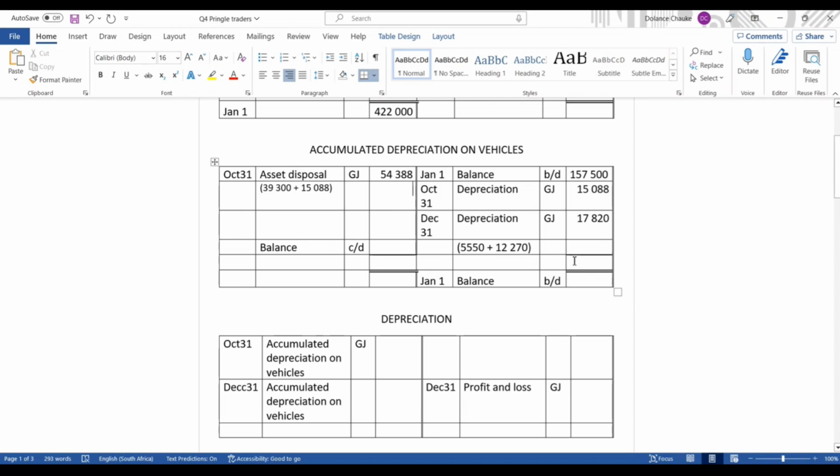Now let's get the totals there. The bigger side is which one? It is the credit side. So we want to add 157,500 plus 15,088 plus 17,820. How much there? 190,408.